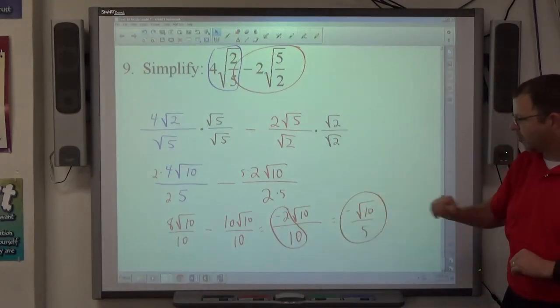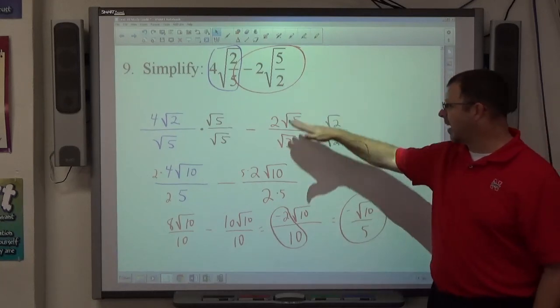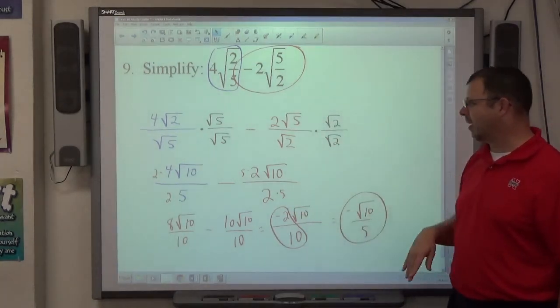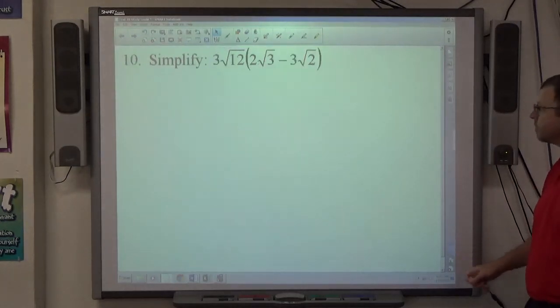That's the problem. That's where I'm trying to get you to. If you don't get me all the way to this point, you won't get full credit. If you get me down to this point, I might give you half credit. I'm not going to guarantee it, but just add the fractions, subtract the fractions, depending on size.